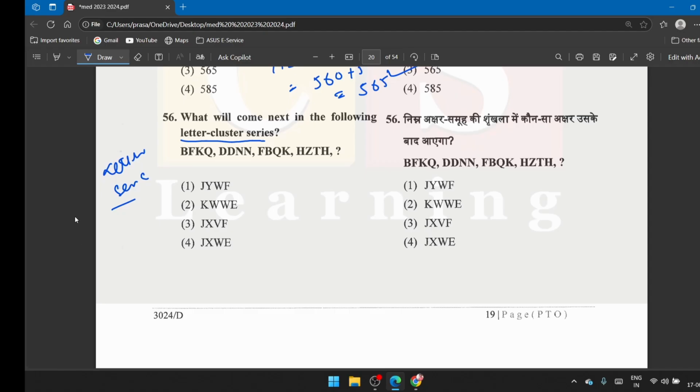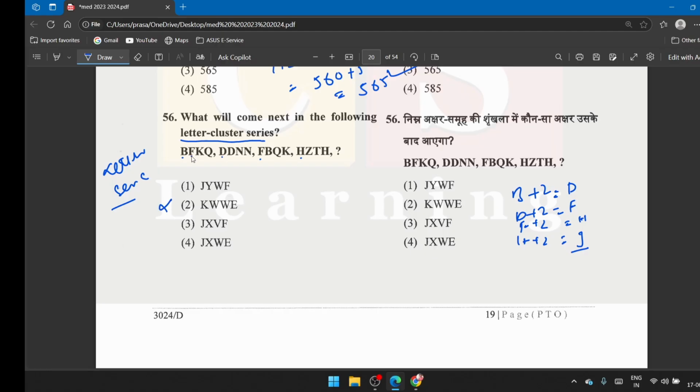BFKQ, DDNN, FBQK, HJTH. तो यहाँ पे हो क्या रहा है आपको देखना पड़ेगा. अच्छा, can I write it like this? B, C, D, E, F, G, H. That means B plus 2 equal to D. Okay. D plus 2 equal to F. Okay. And F plus 2, F, G, H. Okay. So H plus 2 will be H, I, J. So the first letter will be J. That is ये खत्म हो गया.